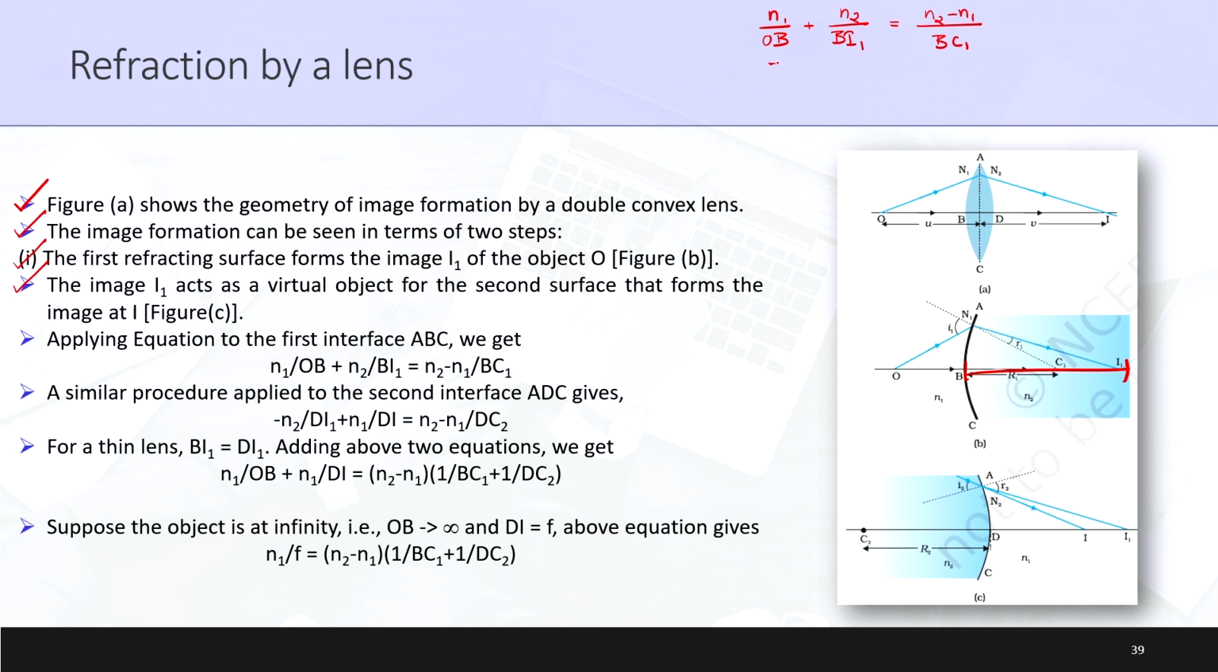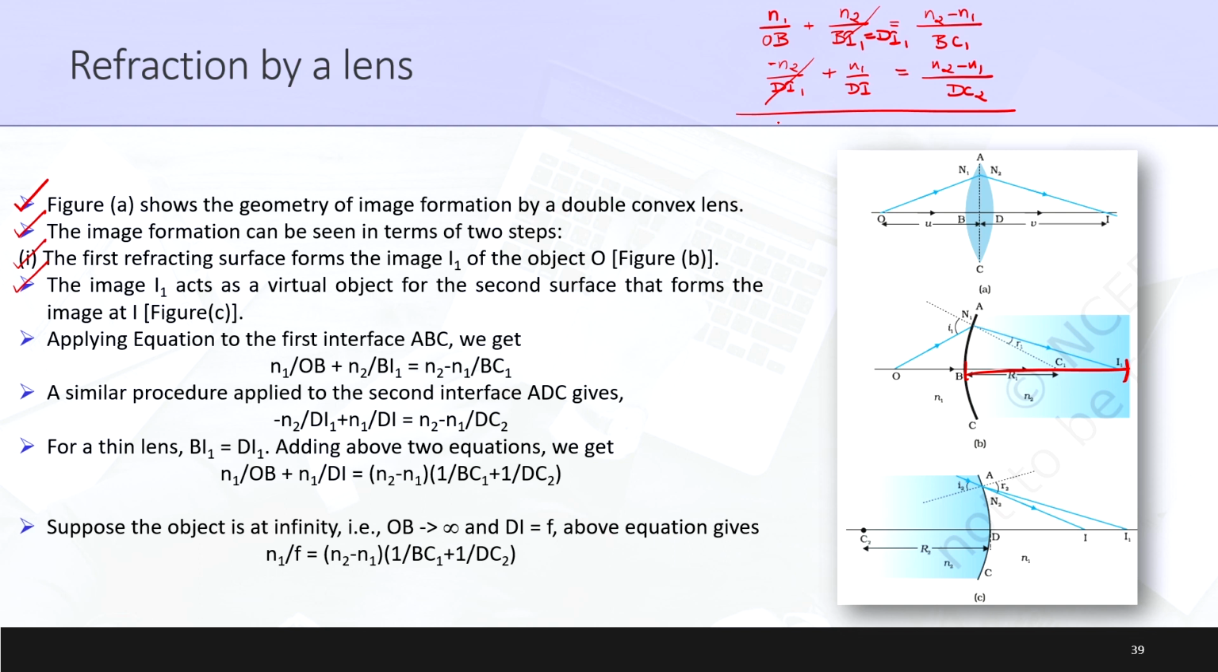Next is minus n2 by DI1 plus n1 by DI is equal to n2 minus n1 by DC2. Now, as BI1 is equal to DI1, these two get cancelled because we can substitute BI1 is equal to DI1. It's n2 by DI1 minus n2 by DI1, so when we are adding it, it gets cancelled here.